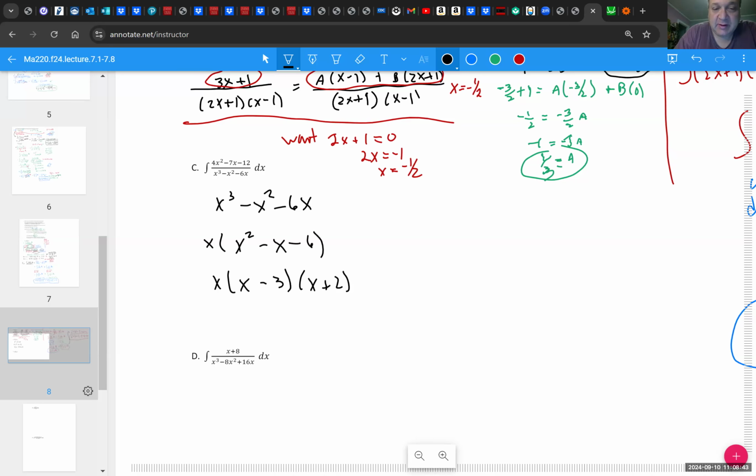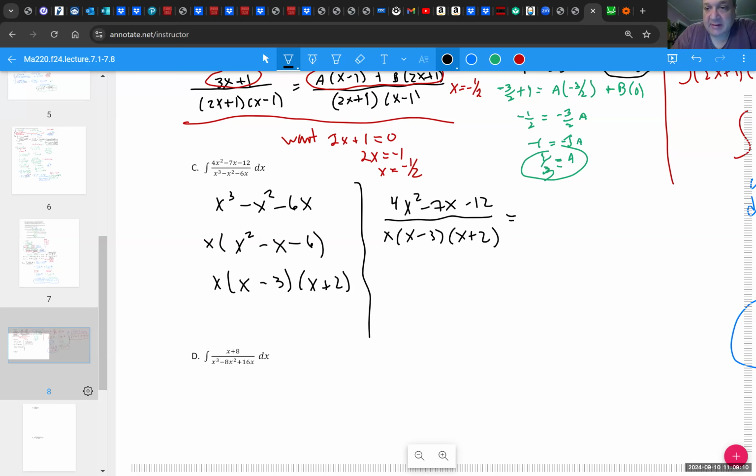x times x is x squared. Negative 3x and positive 2x makes negative x. Negative 3 times positive 2 is negative 6. Yeah, that's right, Timmy. All right, so the idea here is we take our big old fraction, 4x squared minus 7x minus 12 over this giant factored denominator. And we're going to break it up into smaller fractions.